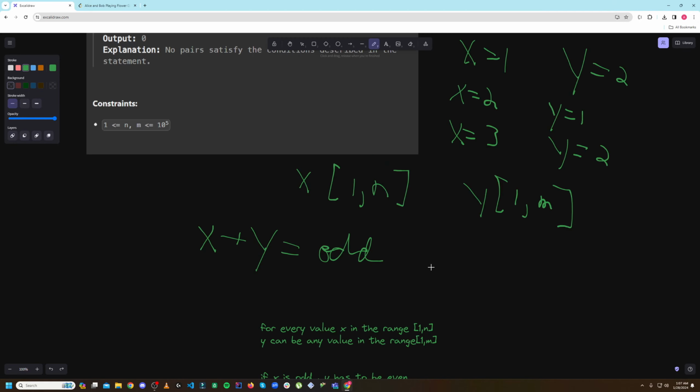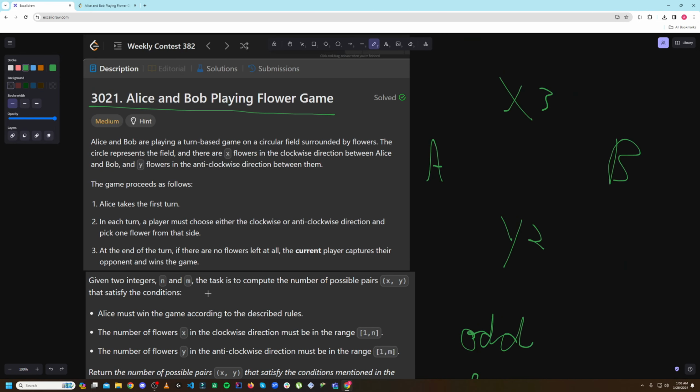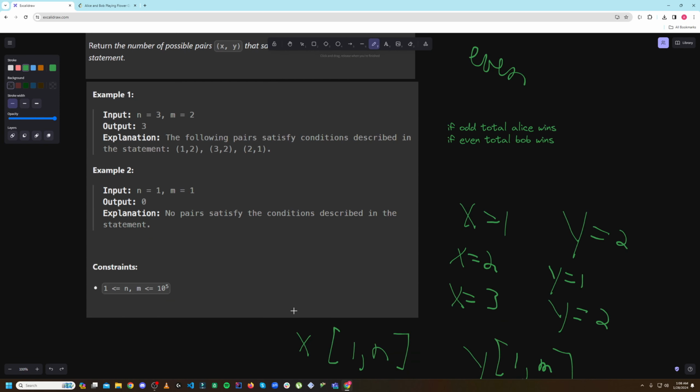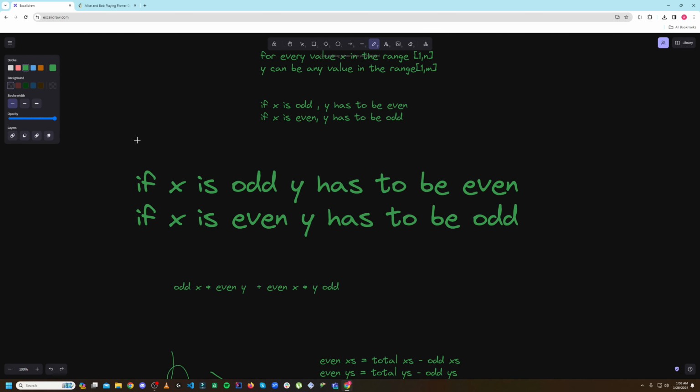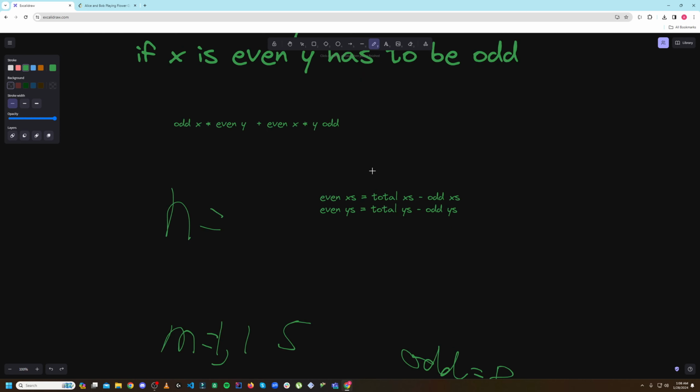So in this whole problem, there's a bunch of random stuff that you just have to realize doesn't really matter. All you have to realize is that for any odd number of total flowers, Alice wins. And you just have to figure out how many different combinations there are to give you an odd result. So it's either even plus odd or odd plus even. Figure out those numbers and just do a basic combinatorics problem.